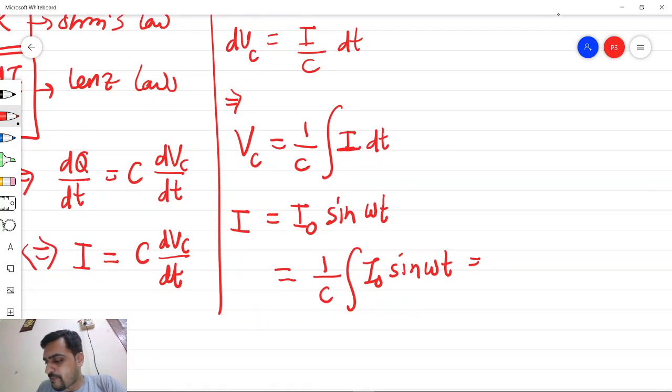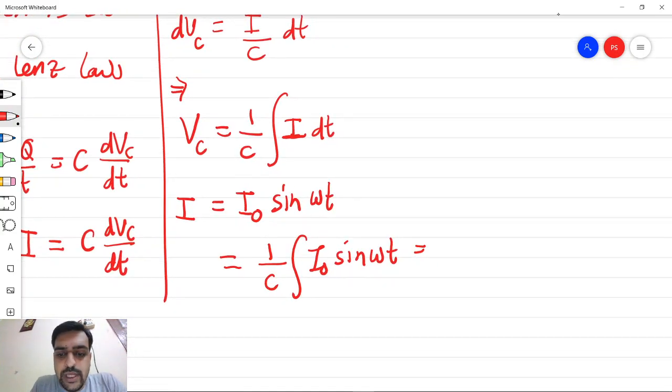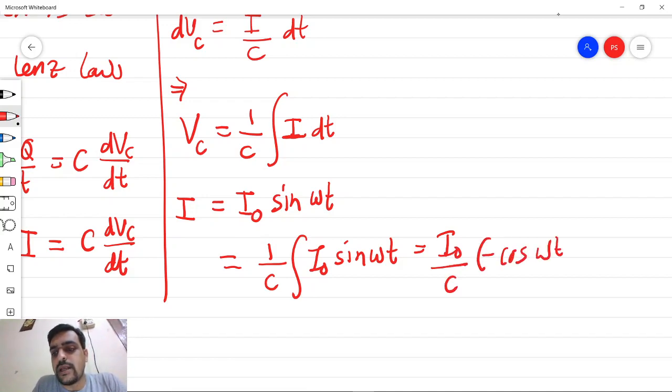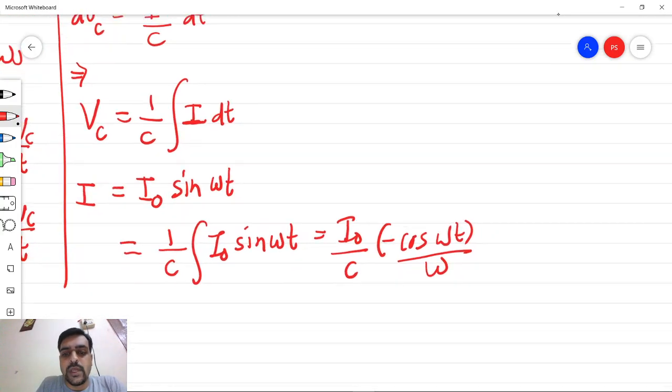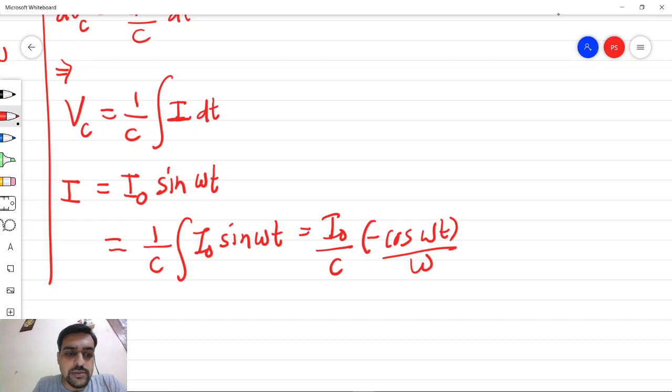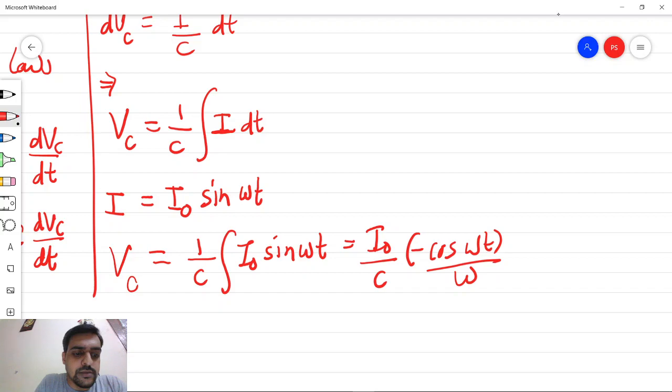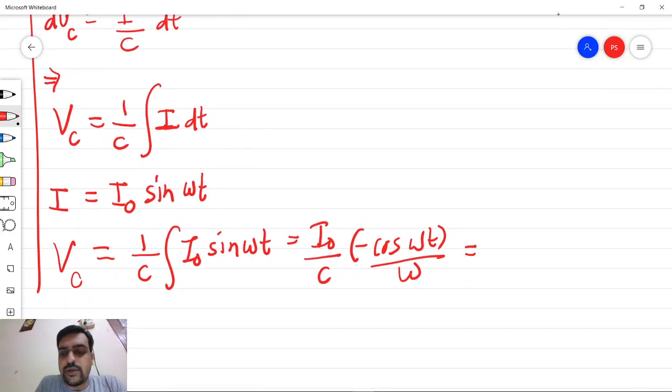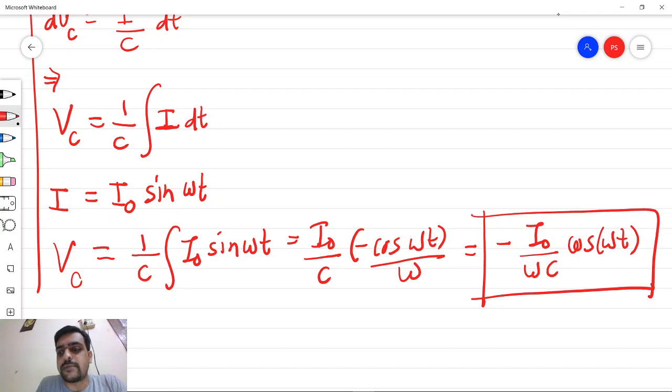Now we know that this is going to be I0 by C, and the integration of sine is minus cos omega t upon omega. So Vc is equal to minus I0 by omega C cos omega t. This is the last required expression.